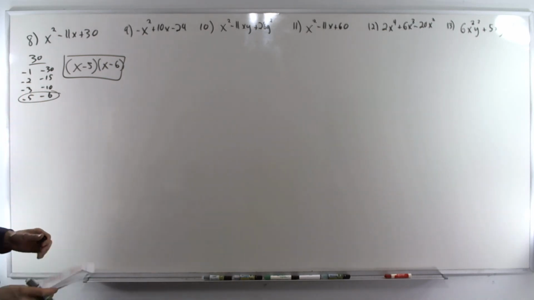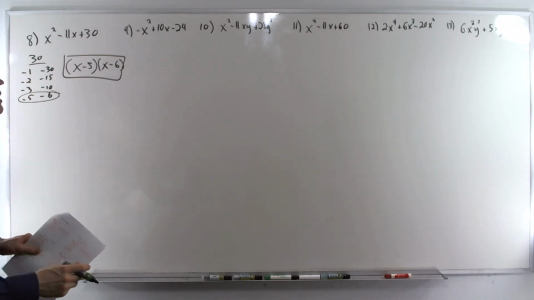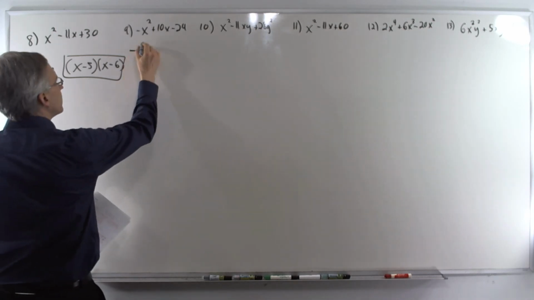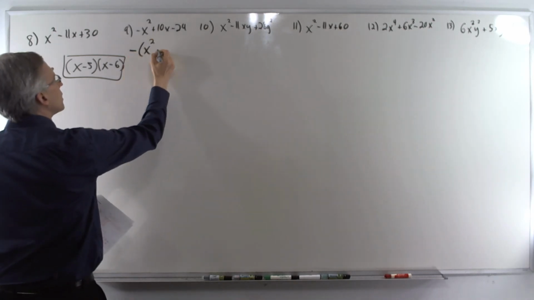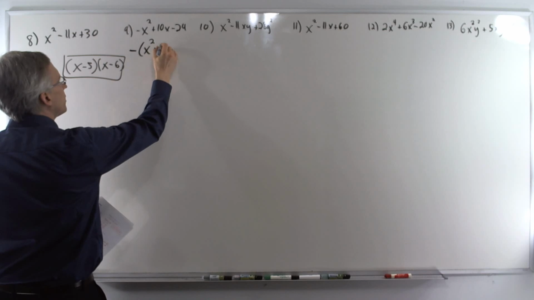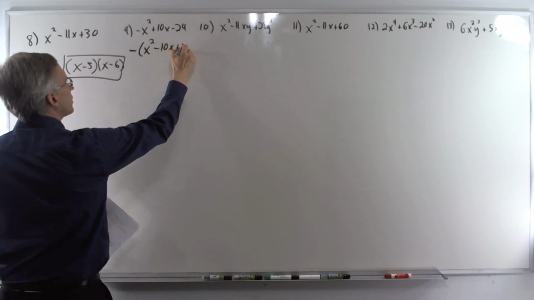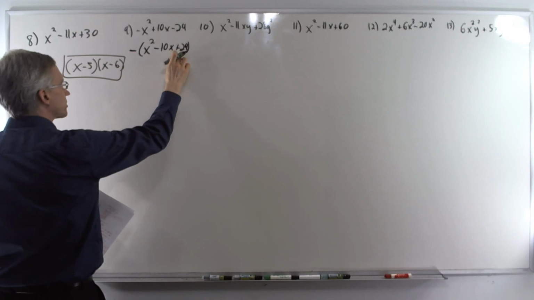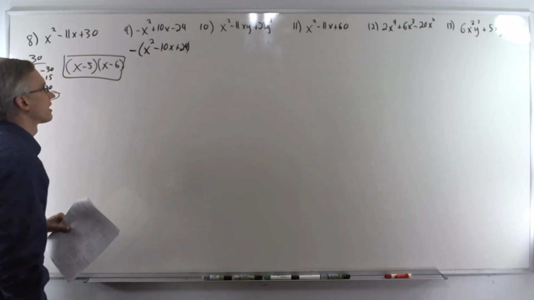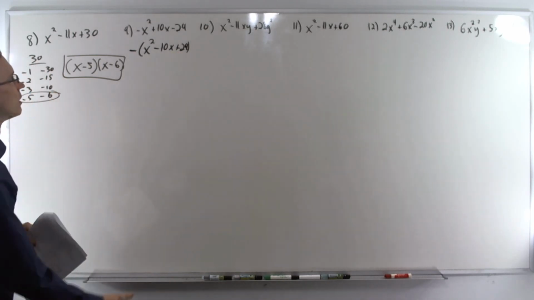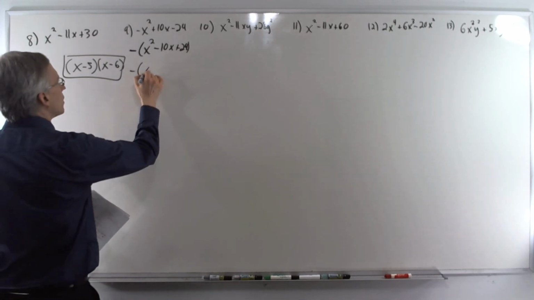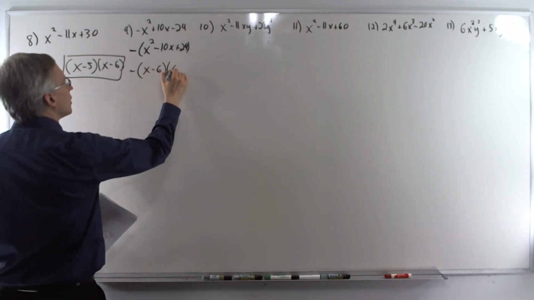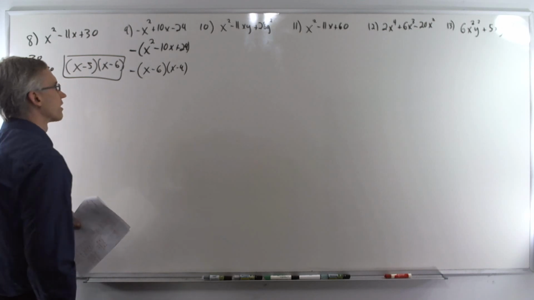Next up, we have a negative x squared term, so let's factor out that negative. x squared minus 10x plus 24. And we need two numbers to multiply to get 24 and add to get negative 10. And that is negative 6 and negative 4.